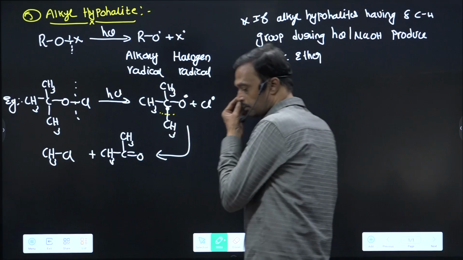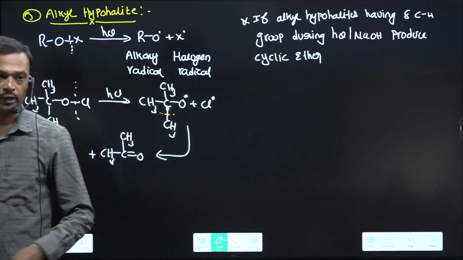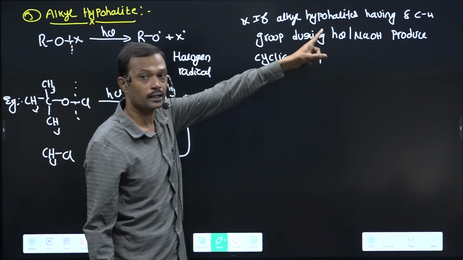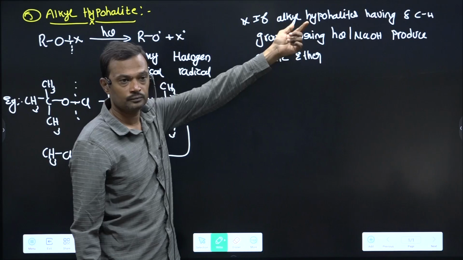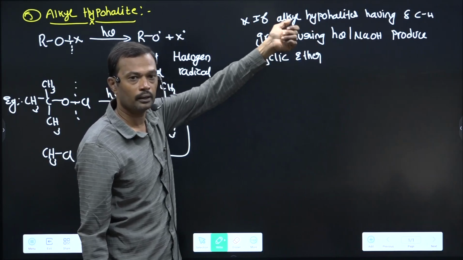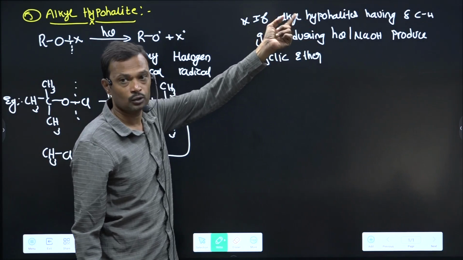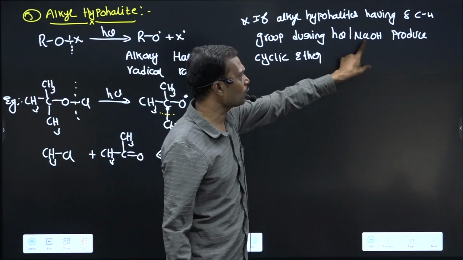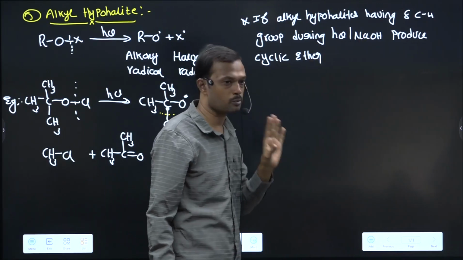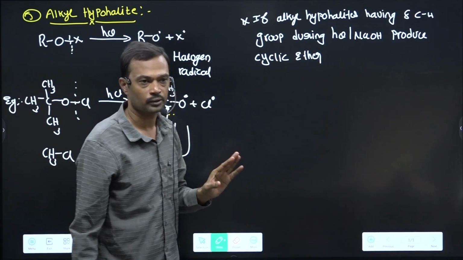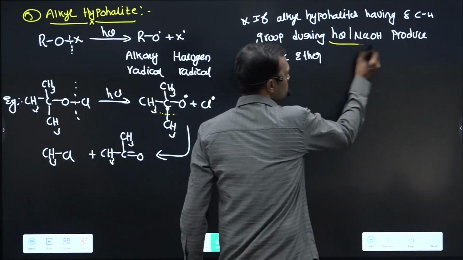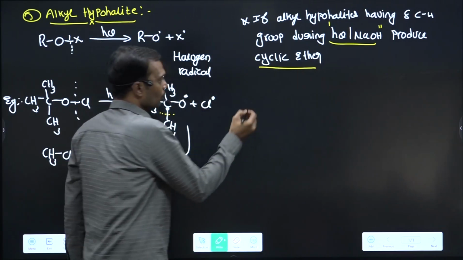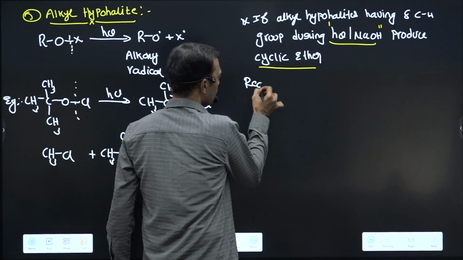Remember this point in hypohalites: when any alkyl hypohalite has a delta CH group, alpha, beta, gamma, delta meaning the fourth carbon having a carbon-hydrogen, then on photochemical treatment with sodium hydroxide they will give product. Without sodium hydroxide it is also possible, but commonly sodium hydroxide is preferred to get an excellent reaction. So this particular mixture is responsible to give what? Cyclic ether.